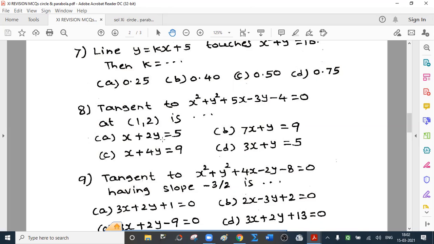Then which method is to be used? Just think, we already discussed this part. In fact, we know the standard formula. Equation of tangent to x square plus y square plus 2gx plus 2fy plus c equal to 0 at x1, y1 on it is xx1 plus yy1 plus g into bracket x plus x1 plus f into bracket y plus y1 plus c equal to 0. Here x1 y1 is 1, 2. 2g is 5, so g is 5 by 2. 2f is minus 3, so f is minus 3 by 2. You can use that method also.